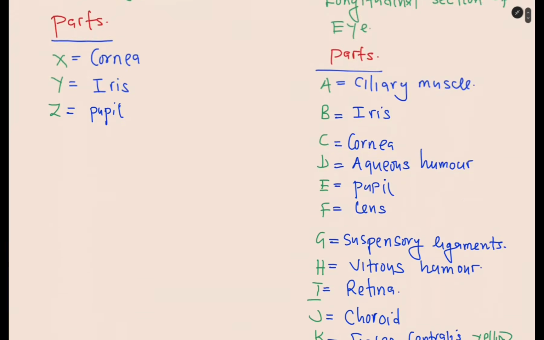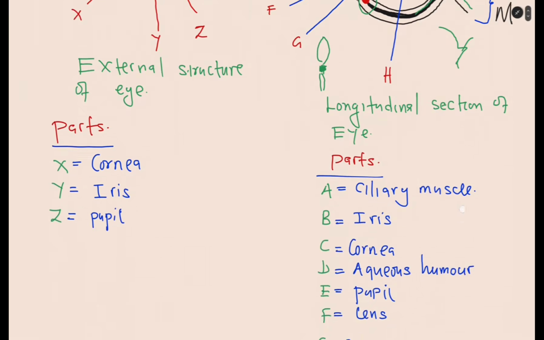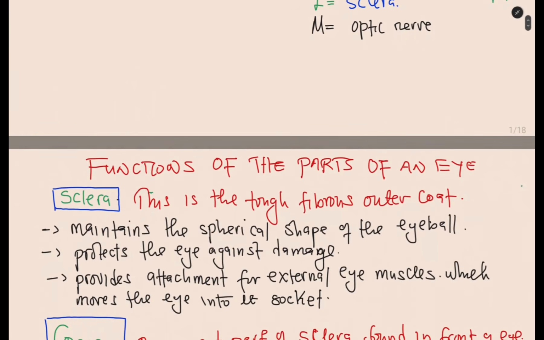Then we have the optic nerves at M. Okay, so these are the internal parts of an eye that you need to know. And of course, like I said, we need to know each and every function of these parts. But more important, you need to know the part, because if you know the part, then you can give the function. Okay, let us have a look at their functions now.